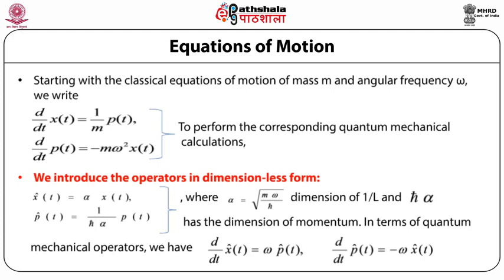So we can also see that while alpha has the dimensions of 1 upon length, h cross alpha has the dimensions of momentum. Now, in terms of these quantum mechanical operators of position and momentum, the above classical equations of motion can again be written as: the time derivative of the position operator X(t) is equal to omega times the momentum operator P(t), and similarly the time derivative of the momentum operator P(t) is equal to minus omega times the position operator X(t).